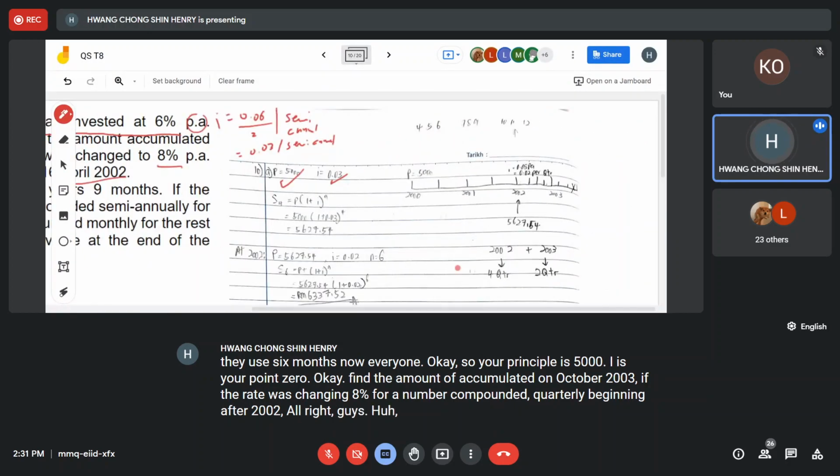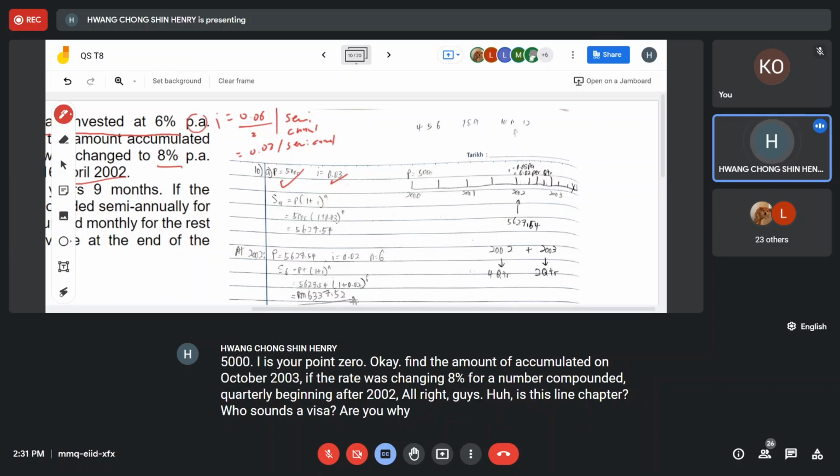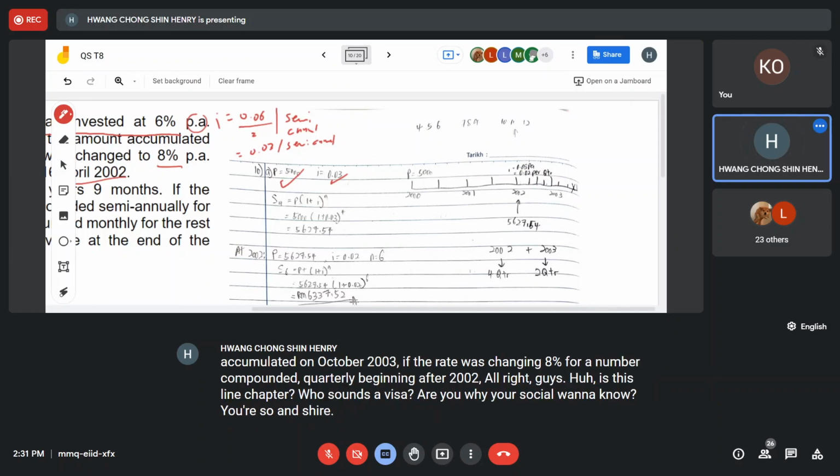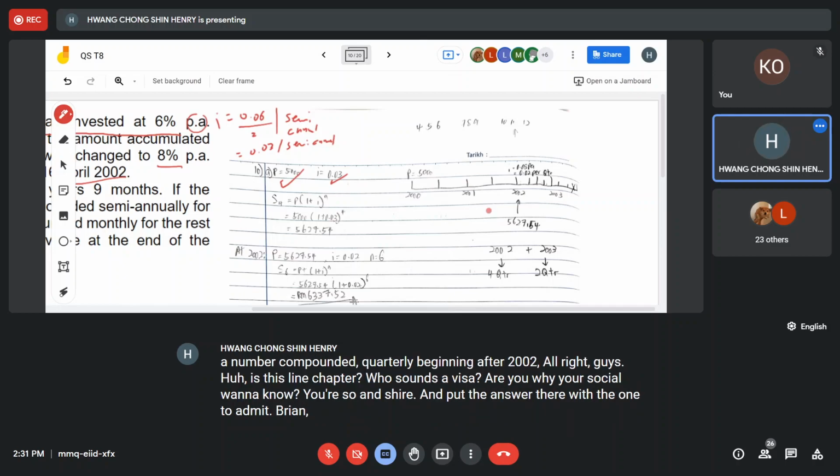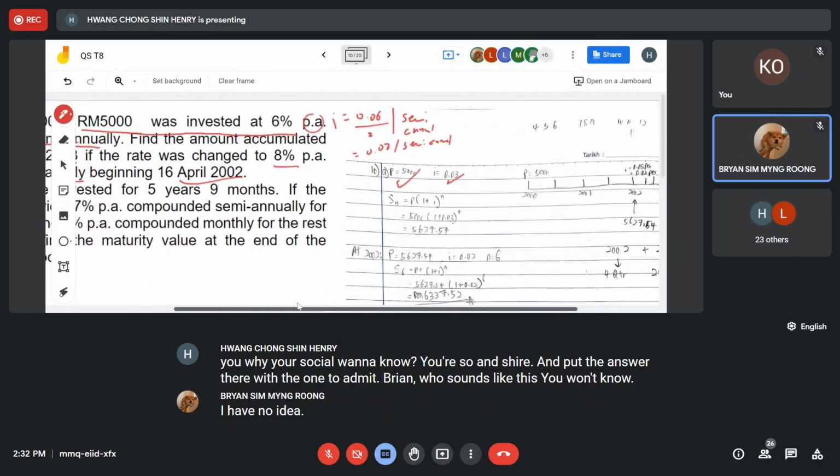Is this a line chart? Whose answer is this? Why are you so shameful? Why are you so shy? Who put the answer there but doesn't want to admit? Brian, whose answer is this? I have no idea. Okay, never mind.